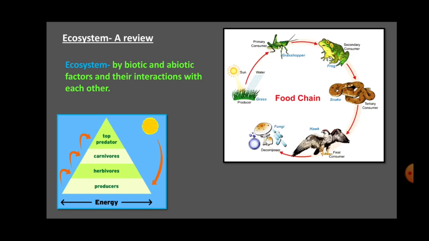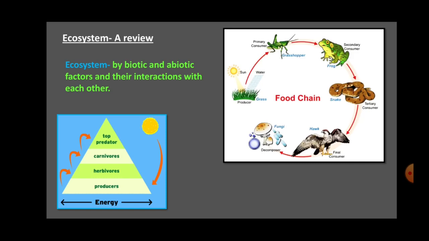Now, after the producers, we also call the herbivores the primary consumers. Why primary consumers? Because they are the first ones that consume the producer. Then secondary consumer, then tertiary consumer, and then finally the hawk. Okay, the top predators you can say. So this is how the food chain in nature goes on.